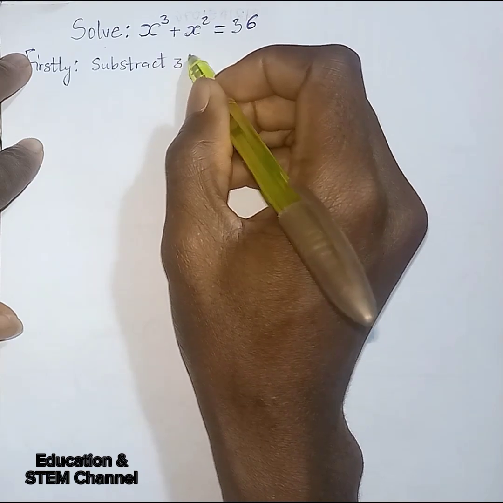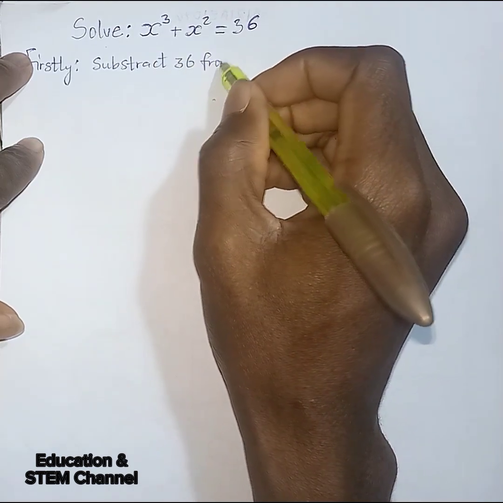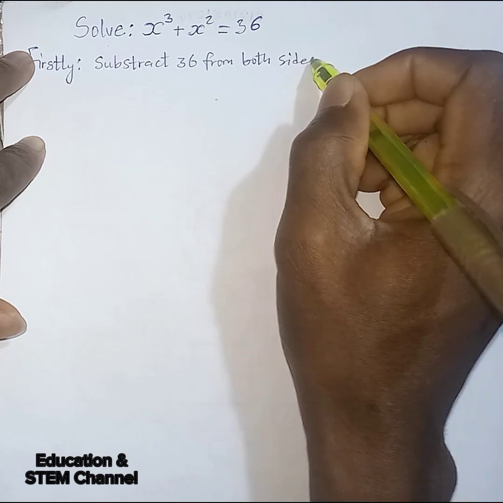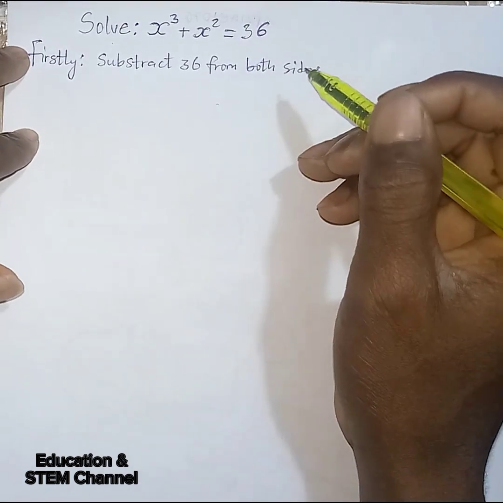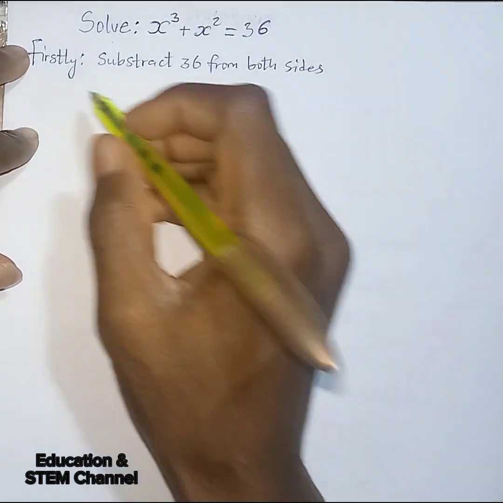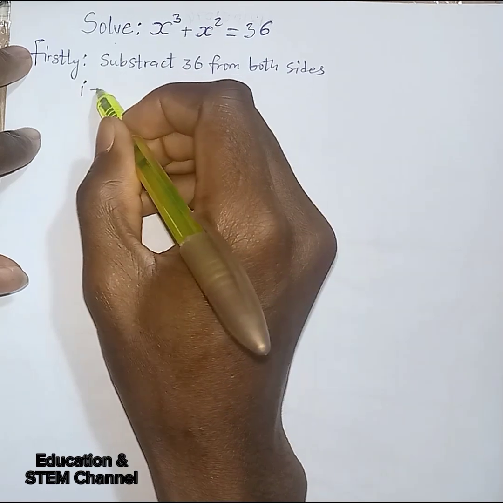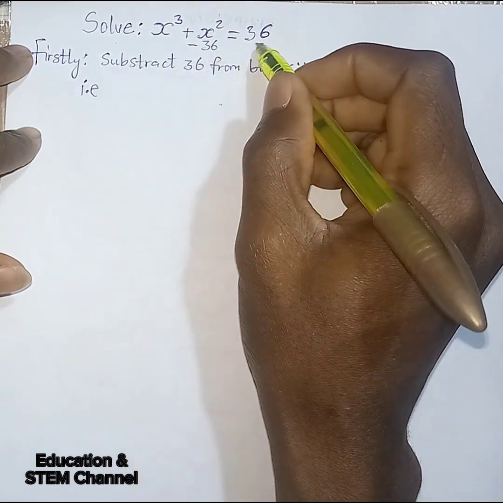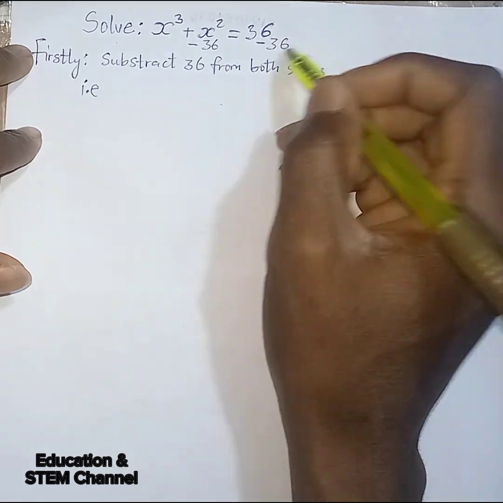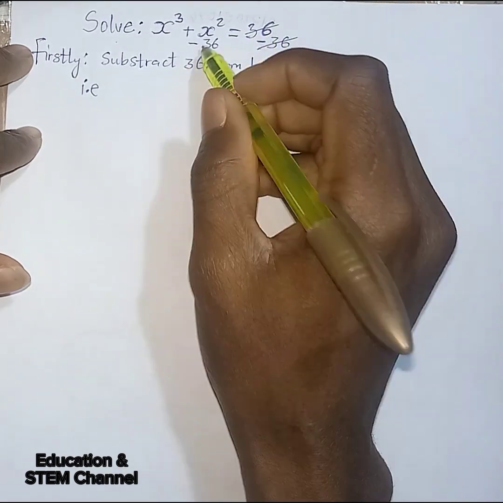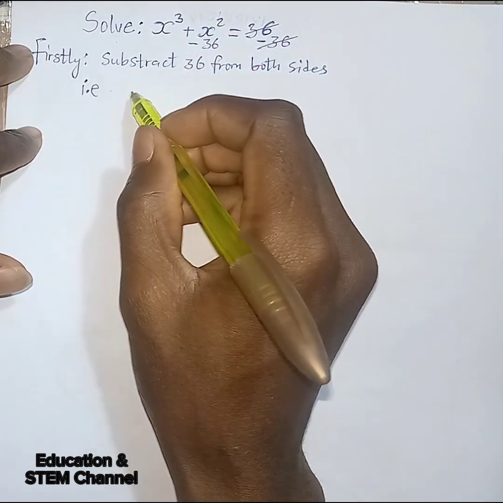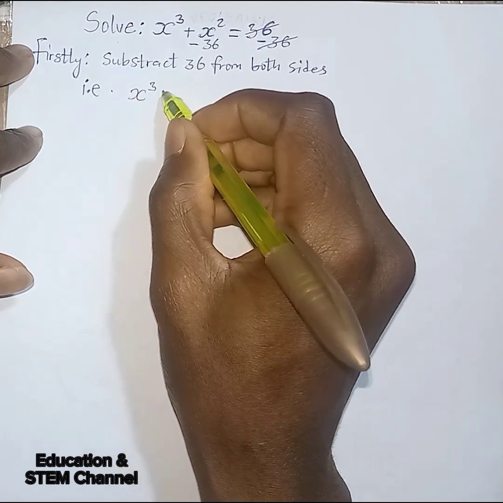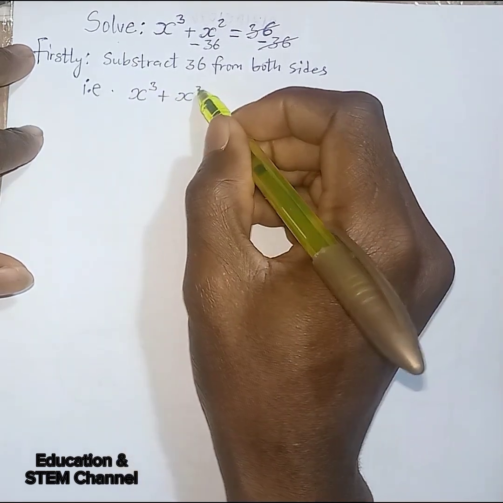In this video we are going to solve this problem: x cubed plus x squared equals 36. And as you can see here, the first move I'm going to take, which I'm already taking here, is to subtract 36 from both sides of the equation. On the right hand side, 36 cancels out because 36 minus 36 will cancel each other.